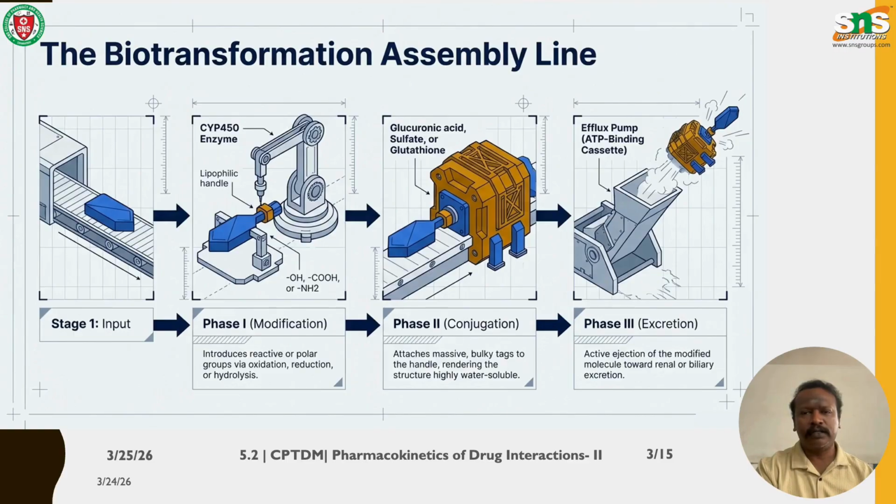Drug metabolism occurs in three phases: phase 1, phase 2 and phase 3. In phase 1 reaction, functional groups like hydroxyl, amino or carboxyl groups are added through oxidation, reduction or hydrolysis reactions. In phase 2, conjugation occurs by attaching polar molecules such as glucuronide or sulfate. Finally, in phase 3, drugs are eliminated from the body through kidneys or bile.